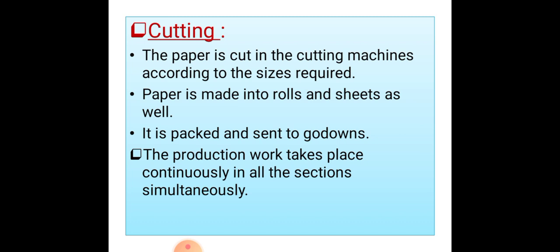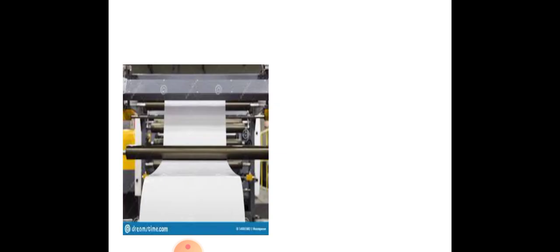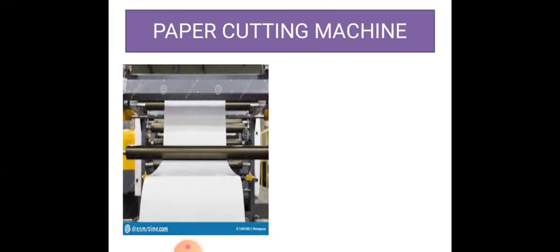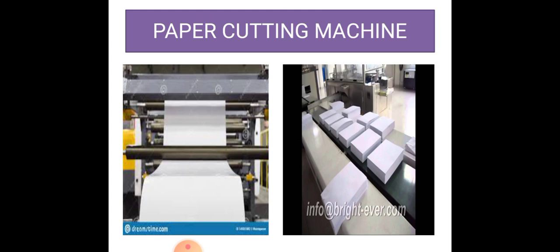Yeah. The production work takes place continuously in all the sections simultaneously. That means 24/7 the factory is working. Okay. So the production keeps on going. Once one batch is finished, the second batch keeps coming. You can see the images. Paper cutting machine. This is the A4 size.